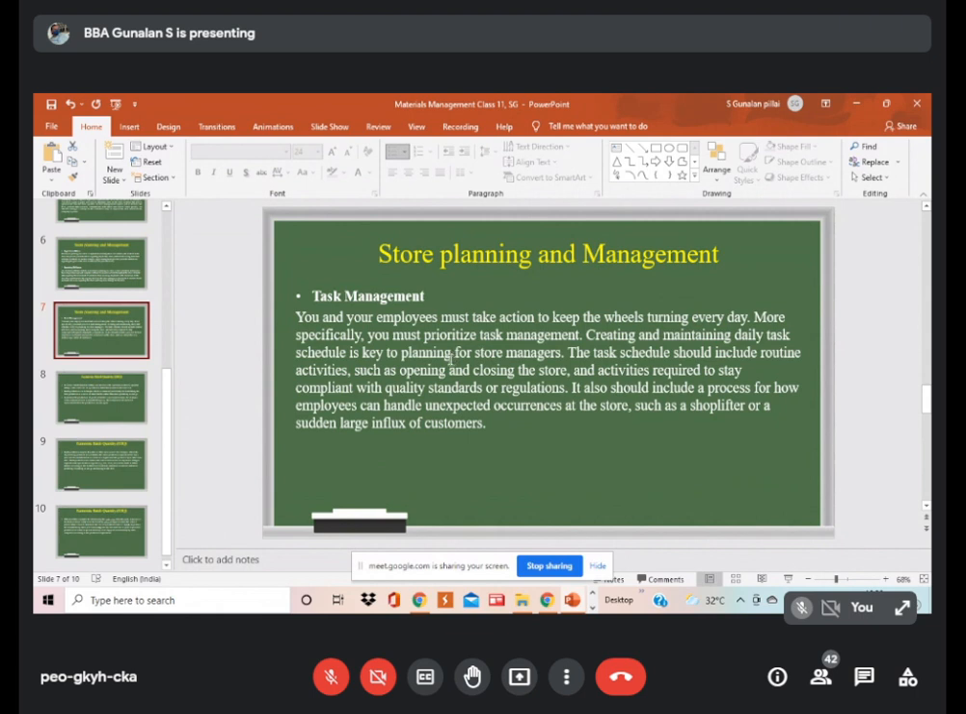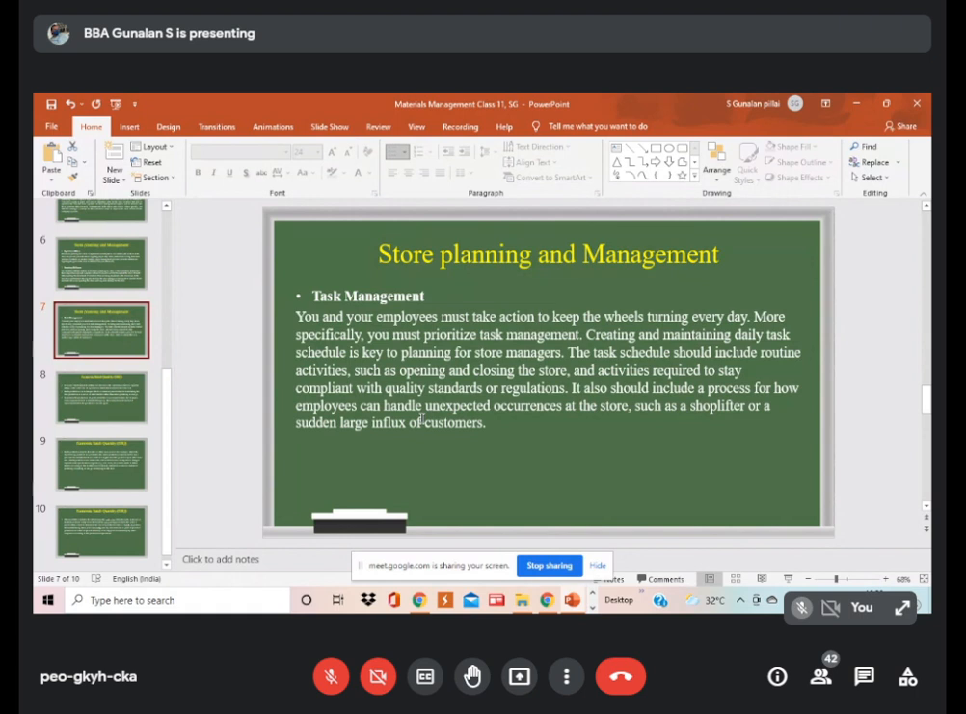Creating and maintaining a daily task schedule is key to planning for a store manager. The task schedule should include routine activities such as opening and closing of the store, and activities required to stay compliant with the quality standard and regulations. It also should include the process of how employees can handle unexpected occurrences at the store.